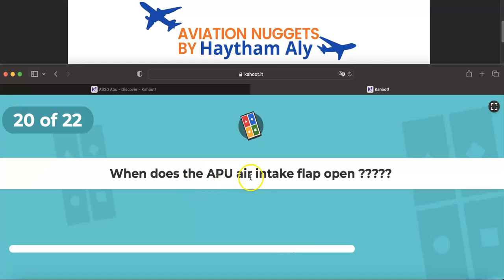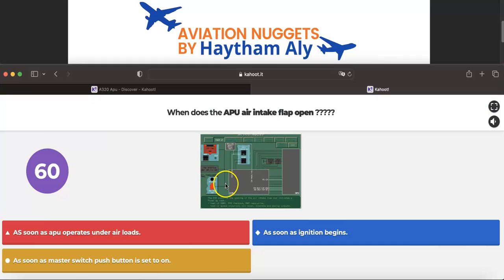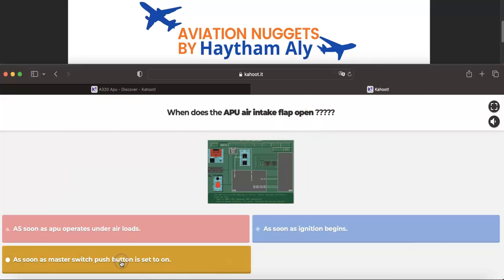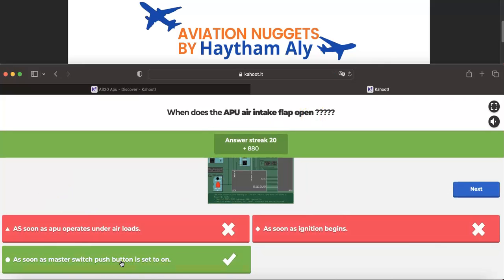When does the APU air intake flap open? As soon as APU operates under air loads, as soon as ignition begins, or as soon as master switch push button is set to on? The APU air intake flap will open when you select the master switch. So the right answer is as soon as master switch push button is set to on.